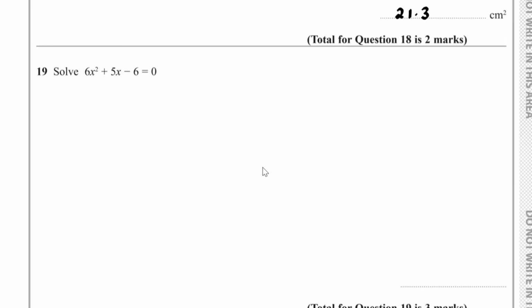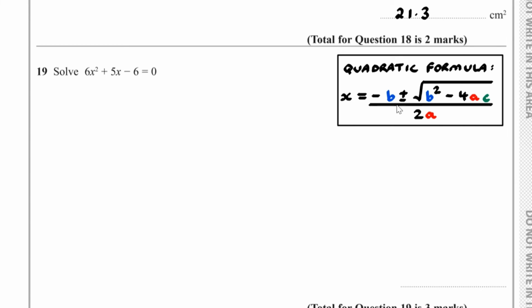Question number 19, we have to solve 6x squared plus 5x subtract 6 equals 0. Here is the quadratic formula. We've got x equals minus b plus minus the square root of b squared minus 4ac over 2a. If we find out the values of a, b and c, a equals 6, b equals 5, c equals minus 6.